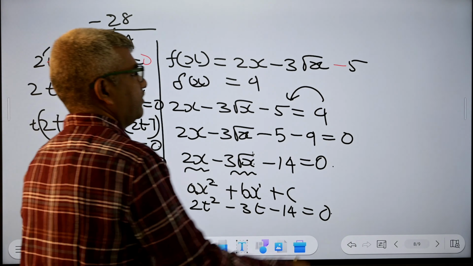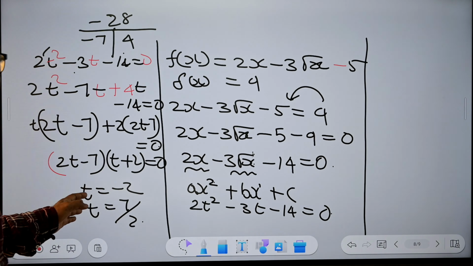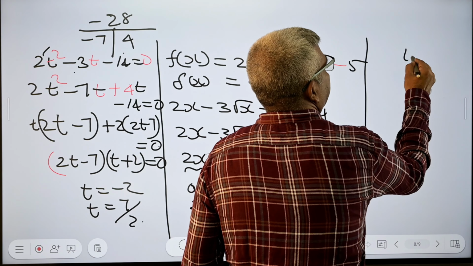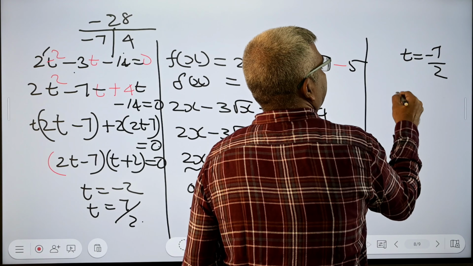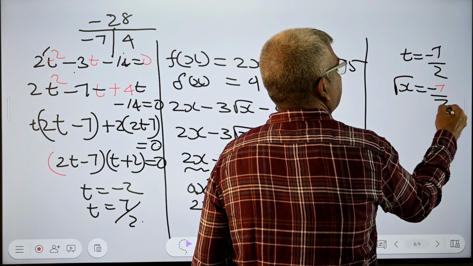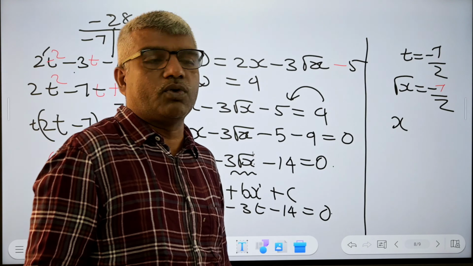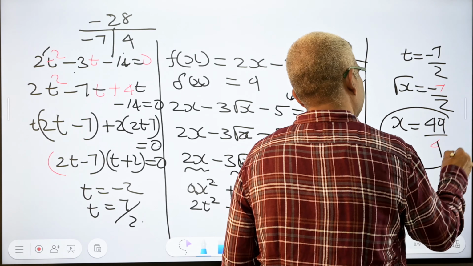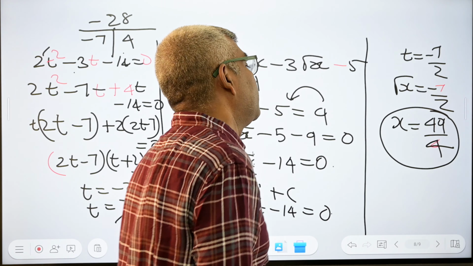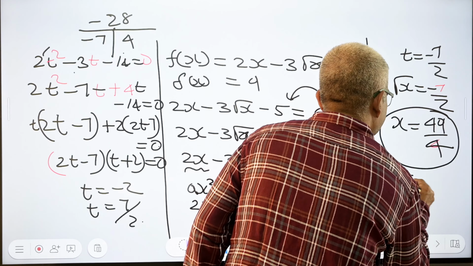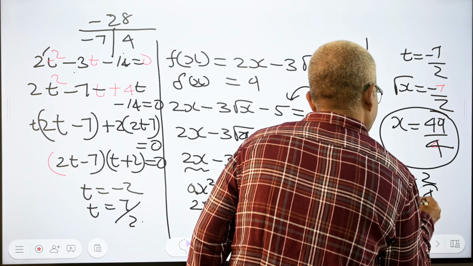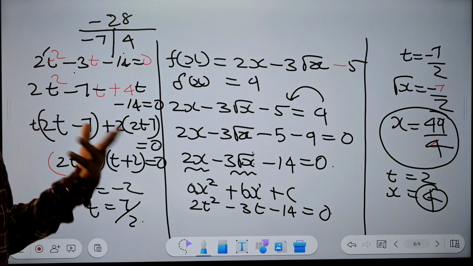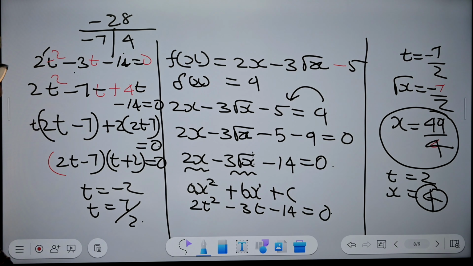Can we finish? No, because we found only t. We need x. t is equal to 7 by 2. What is t? Root x is equal to 7 by 2. So what is x? You are squaring, here also you have to square. So what will come? 49 by 4. Then the second option, t is equal to minus 2. What is x? 4. So the answers are 49 by 4 and 4. How does the 4 come? Minus 2 squared is 4. Copy down everything.